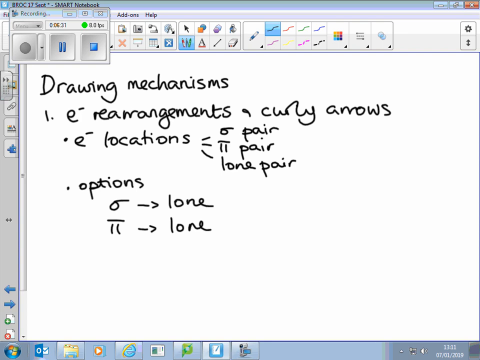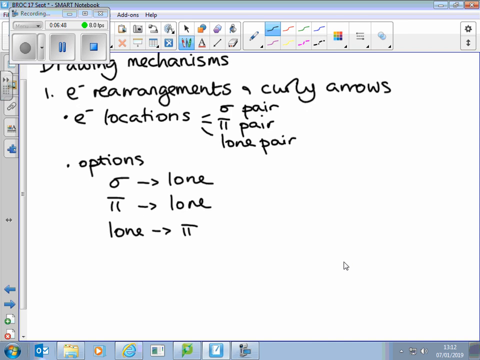And then you could have a lone pair changing into a pi pair. So that's pretty much that last one, but in reverse, isn't it? Similar sort of setup. So you could have lone into pi. All right. Possibly there are other options as well, but we don't want to get too deeply into this. This is only one small part of what we're doing.